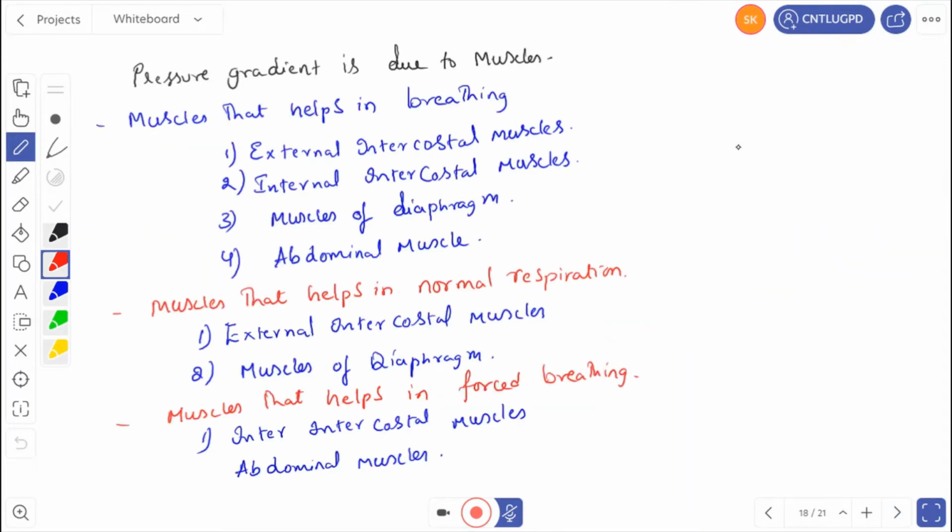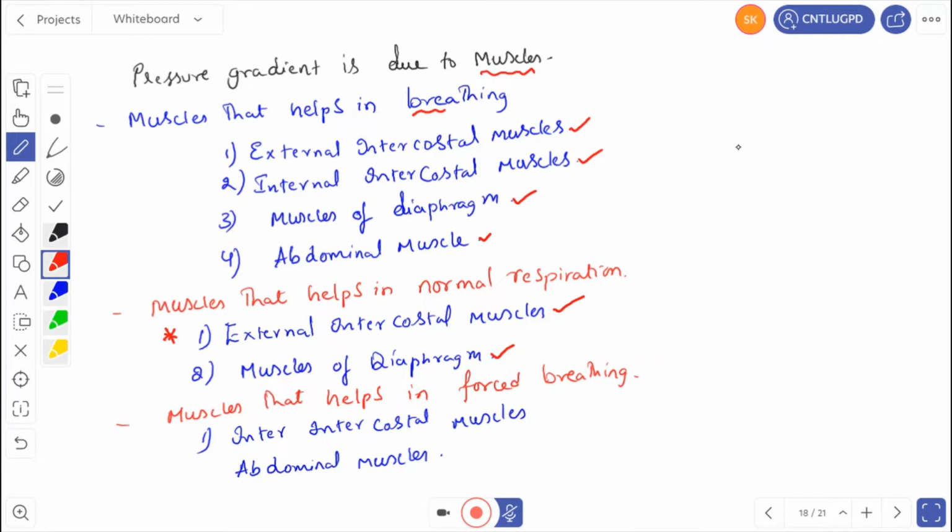Let us see now. The pressure gradient is generated by the muscles. The muscles that help in breathing are the external intercostal muscles, internal intercostal muscles, muscles of the diaphragm and abdominal muscles. The muscles that help in normal respiration are the external intercostal muscles and muscles of the diaphragm. This is one of the important questions. The muscles that help in forced breathing include the internal intercostal muscles and also the abdominal muscles, right?